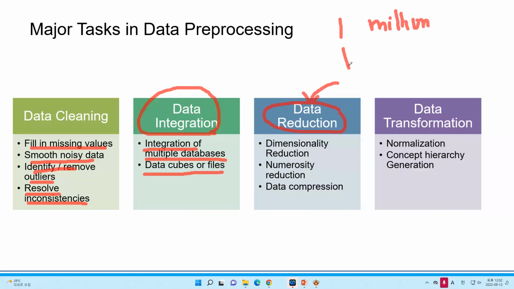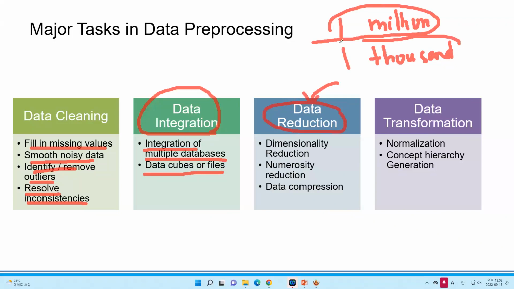And I also have, I can have 1,000 data. So I can reduce the data from 1 million to 1,000. And when I do the analysis, the results are the same or maybe similar. So which data will you choose? Are you going to use the 1 million data or are you going to use the 1,000 data?